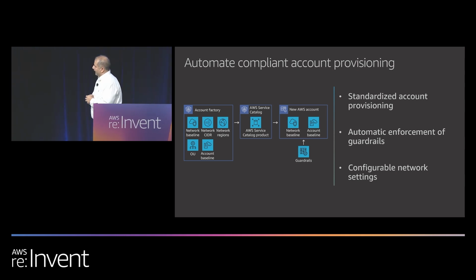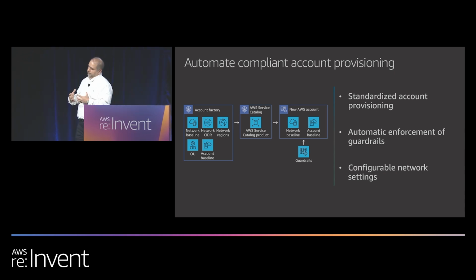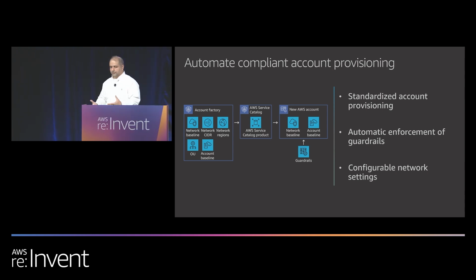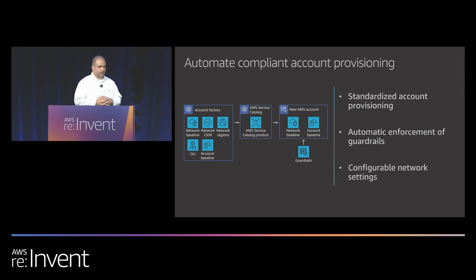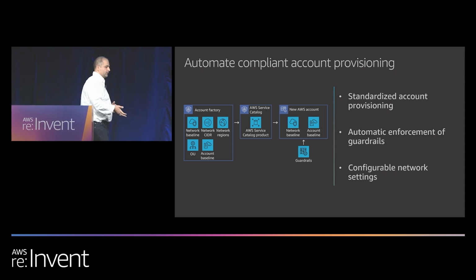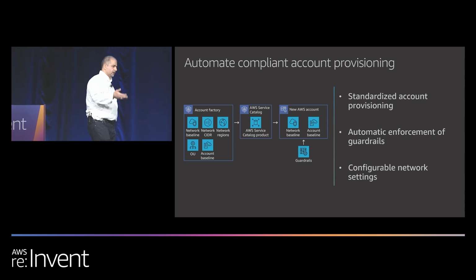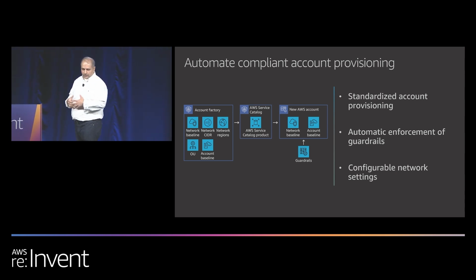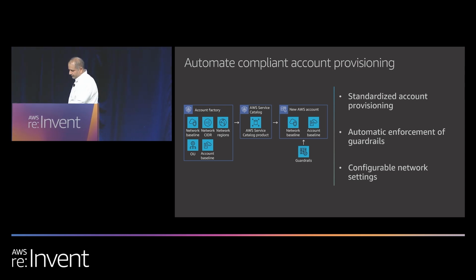Now, with the Account Factory, what it specifically does is it's a Service Catalog product that will create an AWS account. When it creates the AWS account, you can have a networking baseline associated with it. So you can set up a baseline VPC, and it will set up the account for you. And you can specify which organizational unit that account belongs to. So when you set up the organizational unit for that account, it will automatically apply all the guardrails associated with it within Control Tower to that account. So you'll be able to automatically enforce guardrails in that given account.